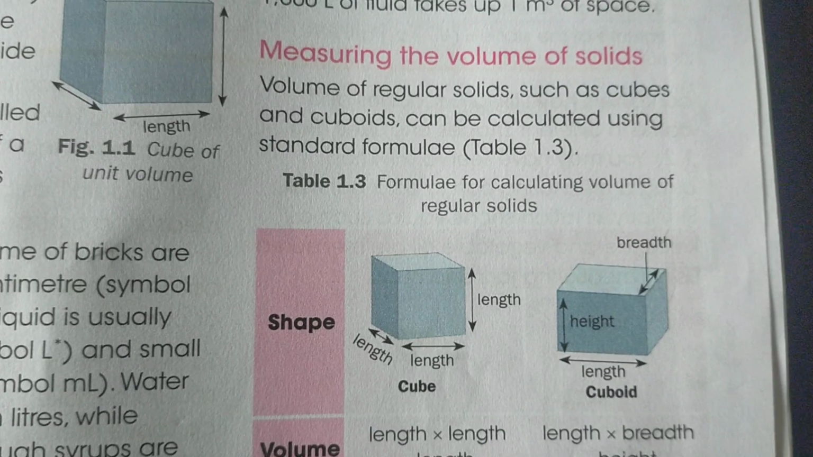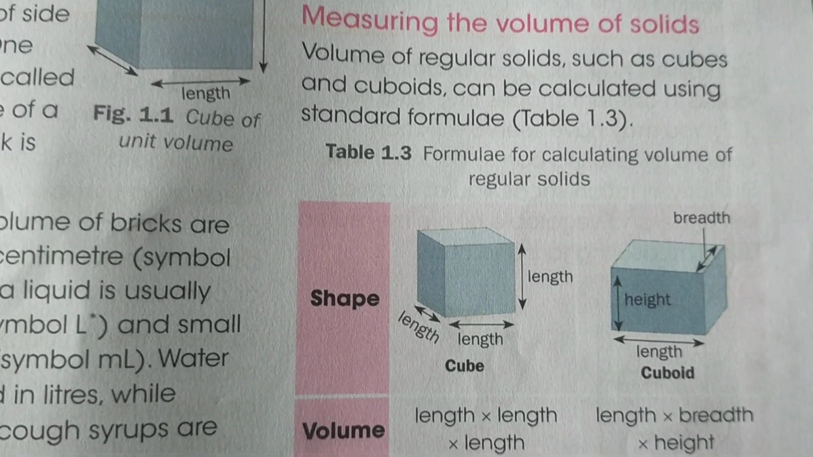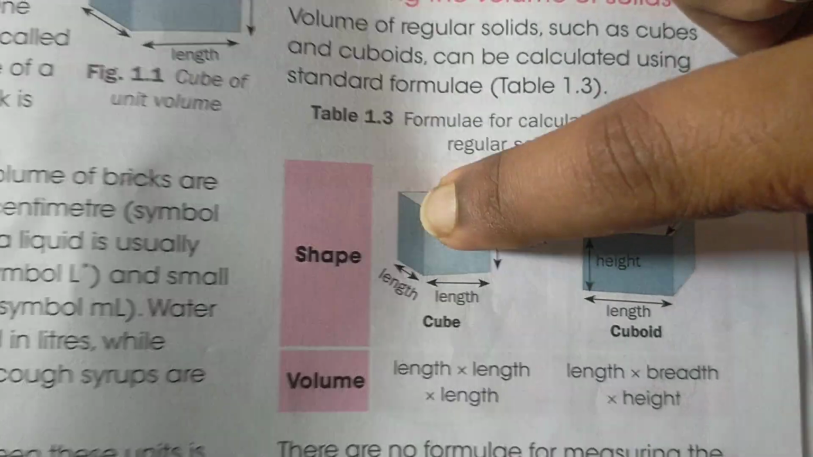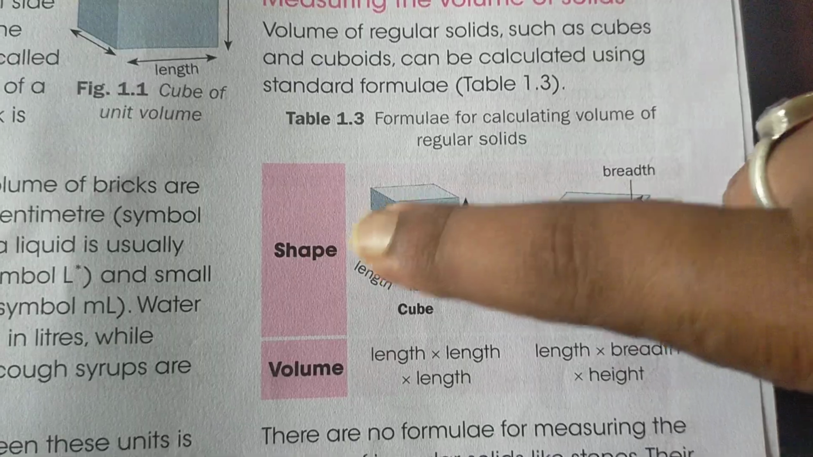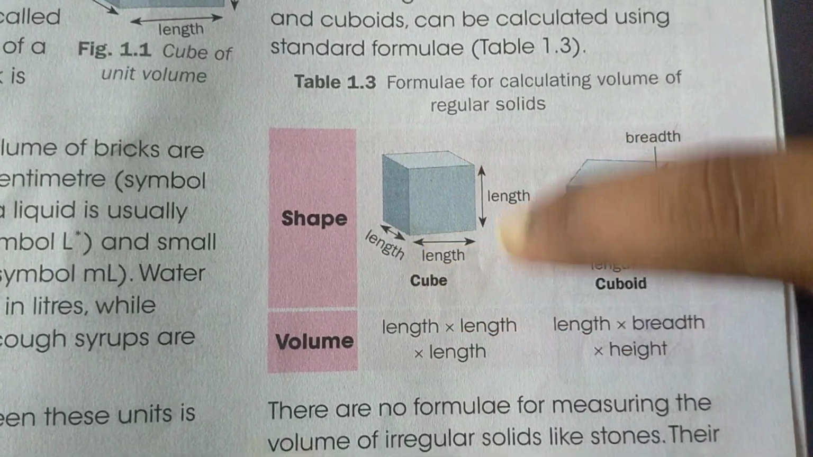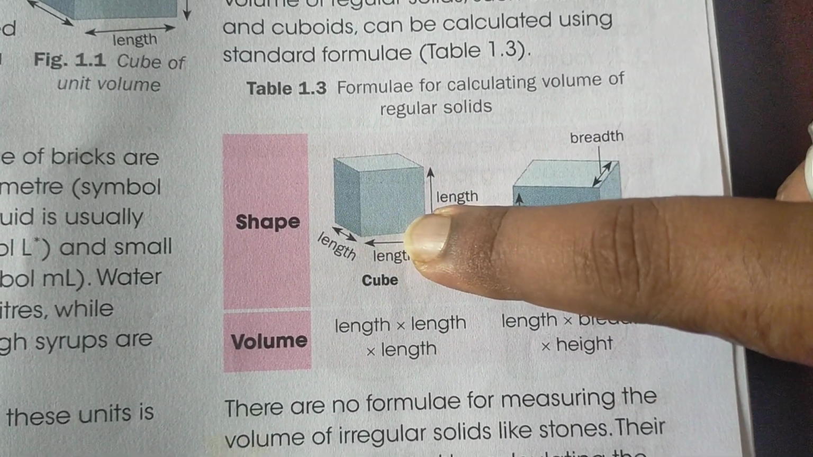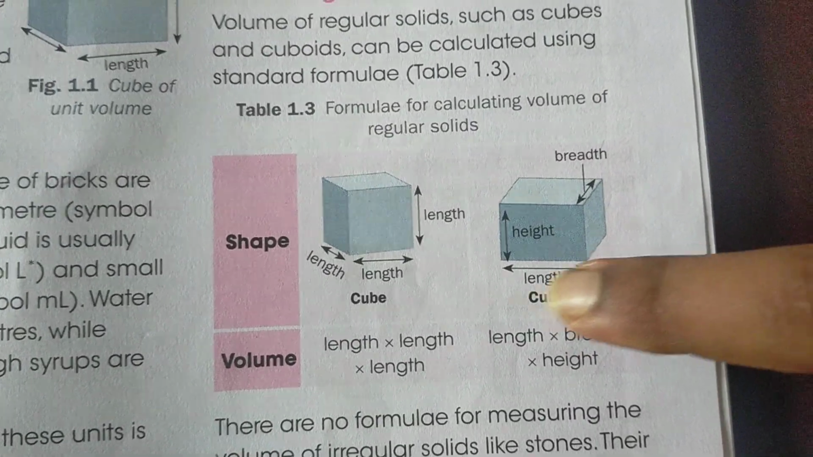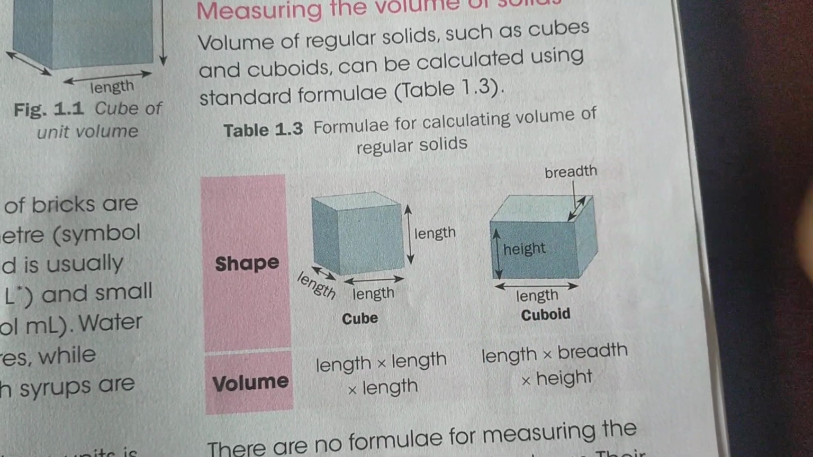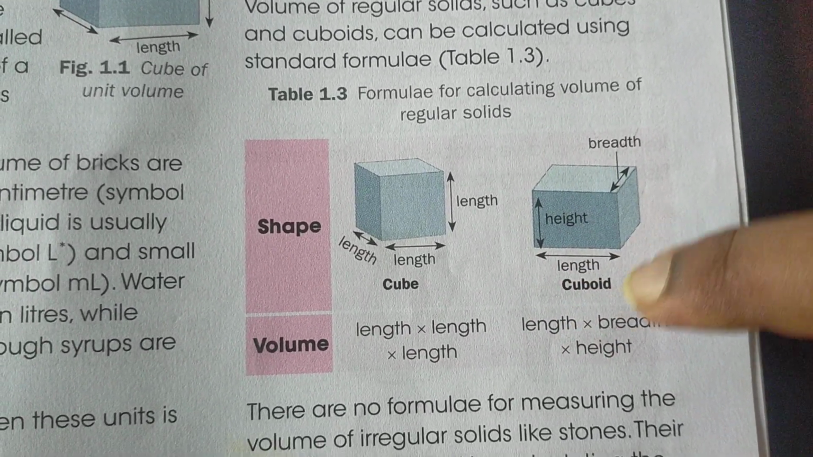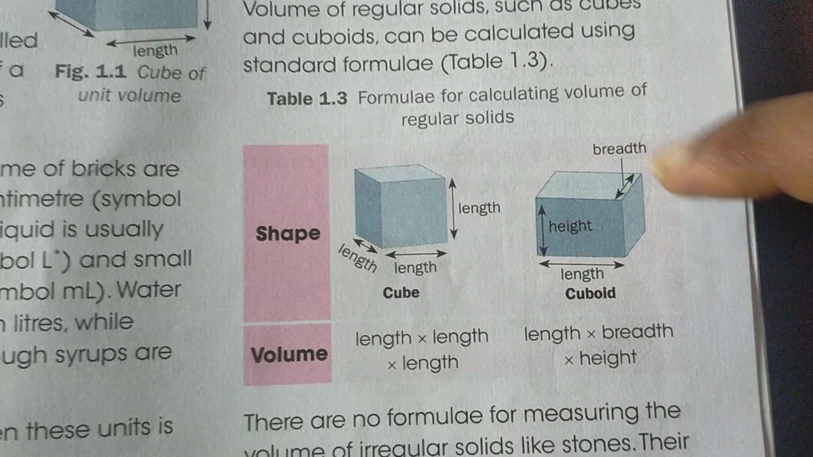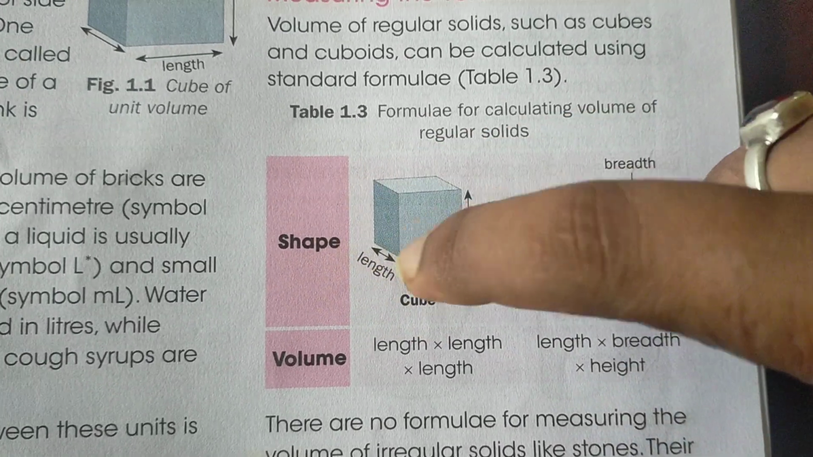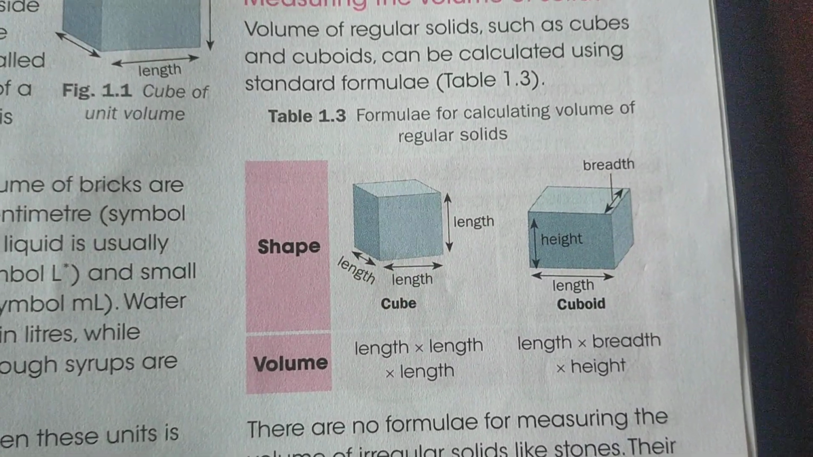If you see in your textbook, we measure the volume of solids based upon shape. If the shape is a cube, then length into length into length, that means length cube, or meter cube. So the volume of a cube is m to the power 3. Now if it is a cuboid, it has length, breadth and height, so we will have length into breadth into height. The volume unit of this shape is also meter cube.